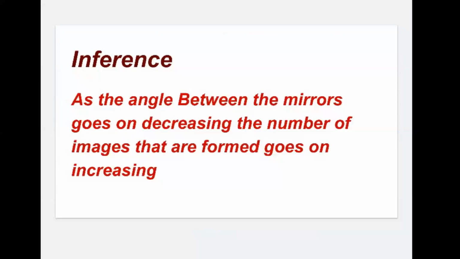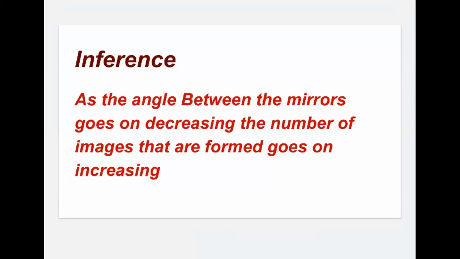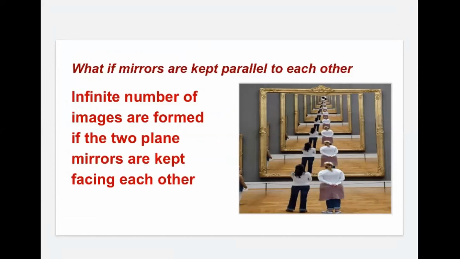So what is the inference that we can make? As the angle between the mirrors goes on decreasing, the number of images that are formed goes on increasing. Now this is a think about it question that is appearing in your textbook. What if the mirrors are kept parallel to each other? Infinite number of images are formed if the two plane mirrors are kept facing each other.